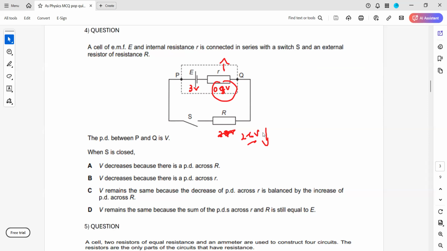The external voltage will decrease. So that's why B, that it remains constant, is totally wrong. So that's why B is the right answer. Why not A? V is the external voltage. So if V is decreasing, it means this voltage is also decreasing. That is the output voltage across the cell.